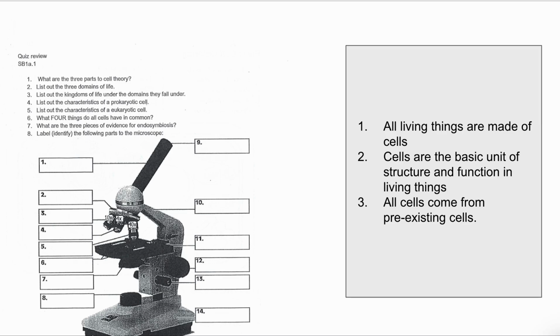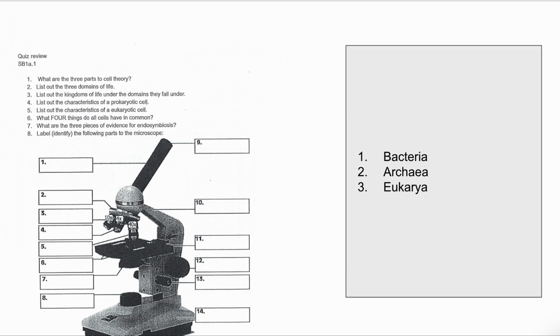I'm going to do a little bit of a review. This is your quiz review guide that we got during class today. I'm going to go through every part. Number one, what are the three parts of the cell theory? The cell theory states that all living things are made of cells. Cells are the basic unit of structure and function in living things, and all cells come from pre-existing cells.